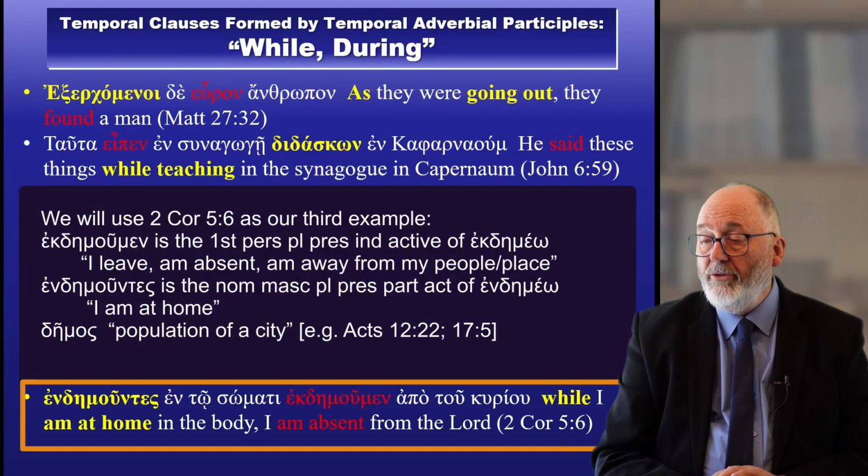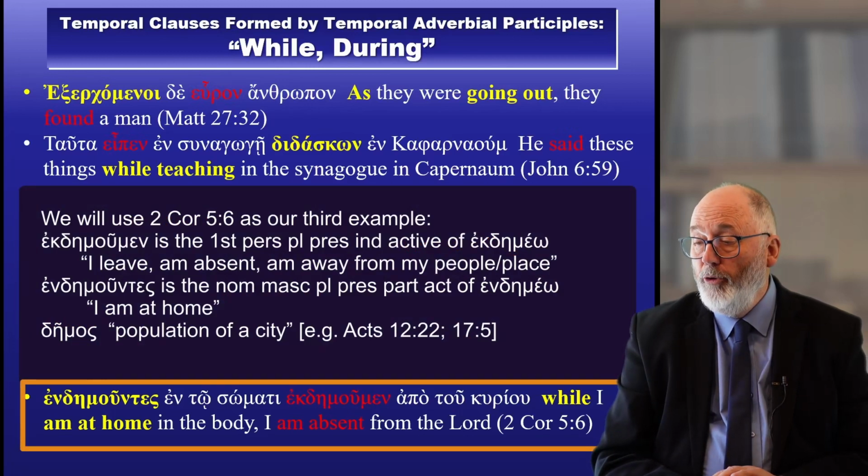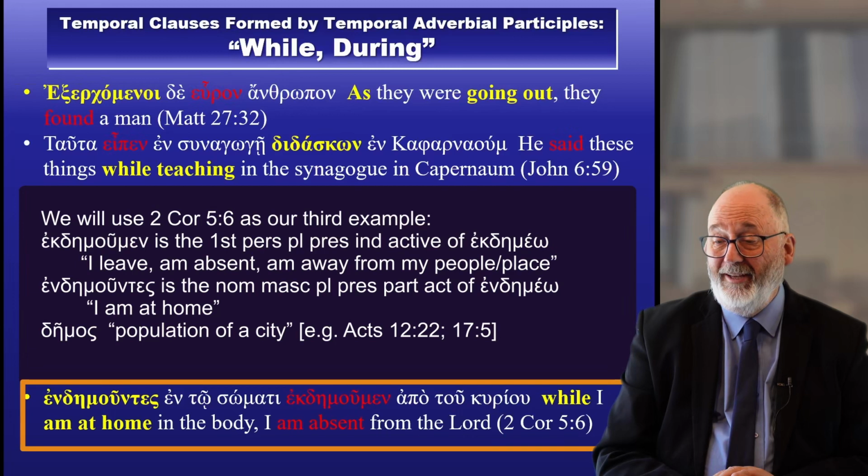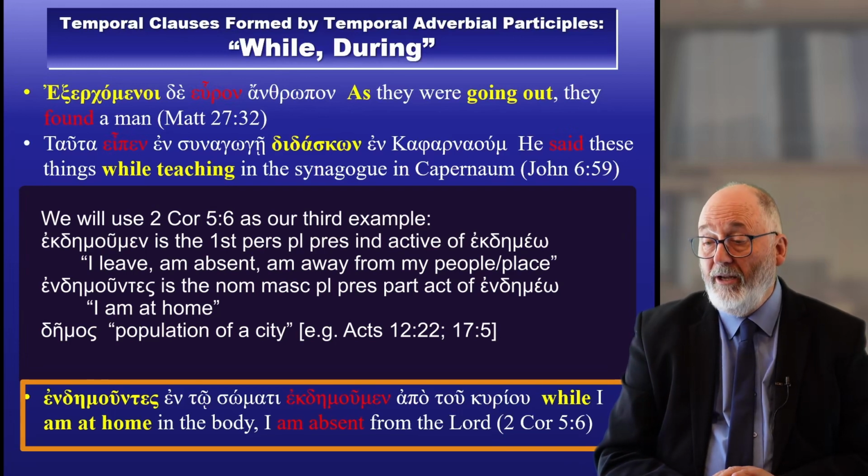Endeimuntes en tō sōmati ekdēmoumen apo tou kuriou. Ekdēmoumen is in the indicative mood. It is the present tense, as is the participle. Endēmountes, interesting enough. And again, the most appropriate translation is "while", as in, while I am at home in the body, I am absent from the Lord.